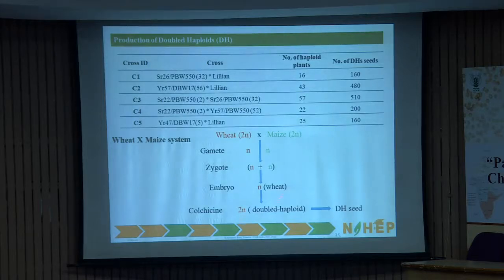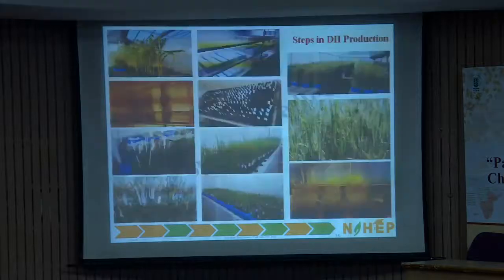So this embryo you get, we call it a caryopsis. That caryopsis will be doubled using colchicine, and then double haploid seed will be produced. It takes only 1 year. Imagine taking 3-4 years to develop a back cross, and this can be done in 1 year if you have a sophisticated facility. For this, we use the speed breeding approach.